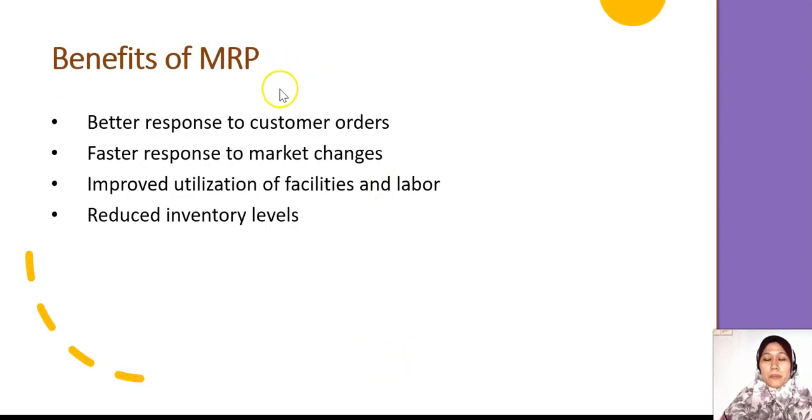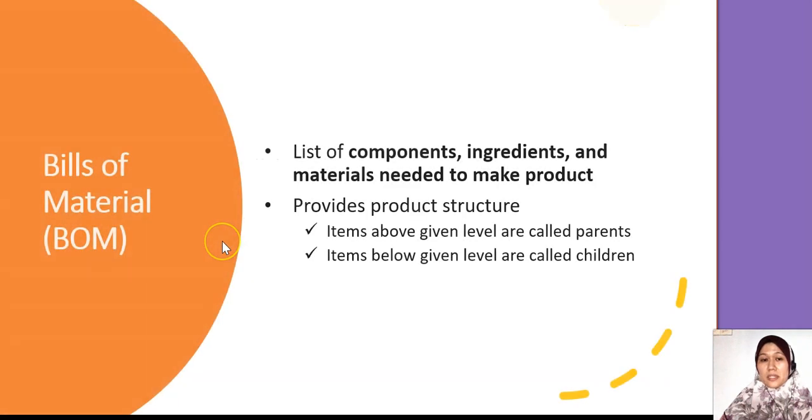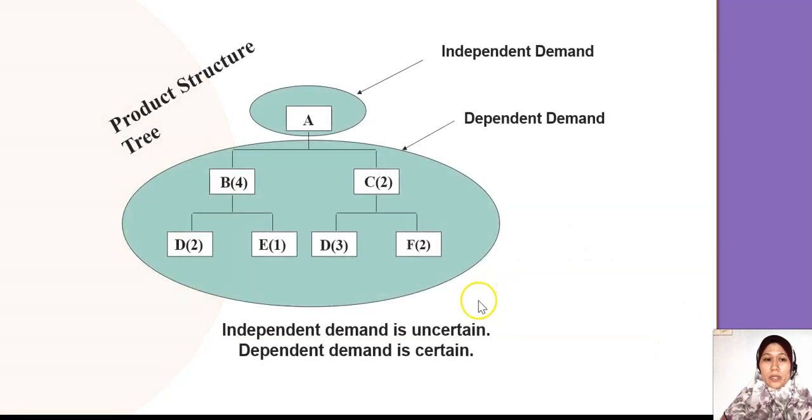The benefit of MRP is that it is very detailed, it can respond to customer orders or changes, and it also helps with the inventory level. When we talk about the bill of materials, it lists the components, ingredients, or materials needed to make a final product. They usually call the parent the final product, and the children the components and subcomponents. So these are examples: this is the independent demand or final product, and these are the children with the sub-assemblies.